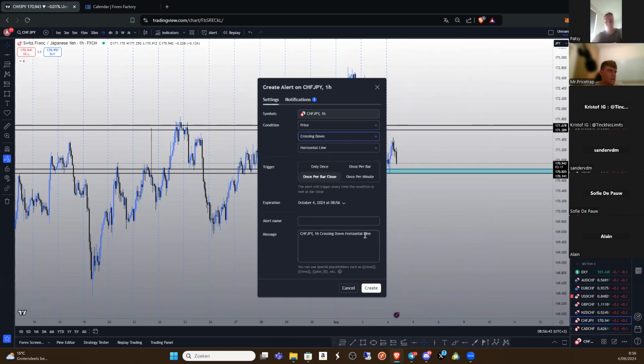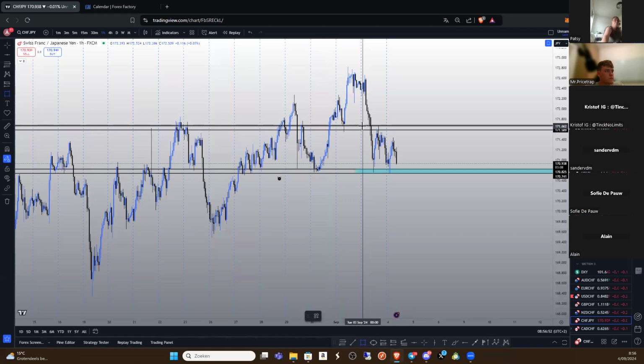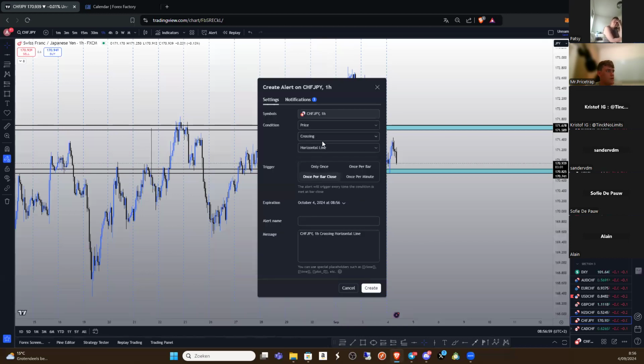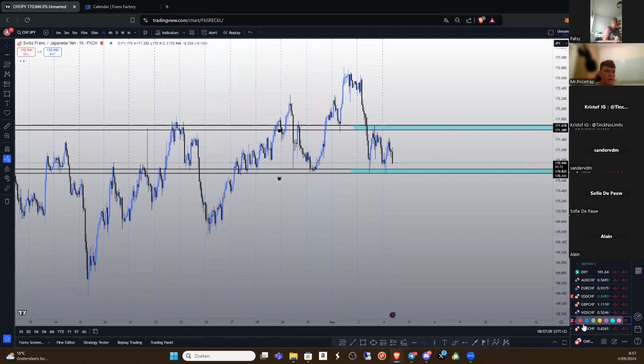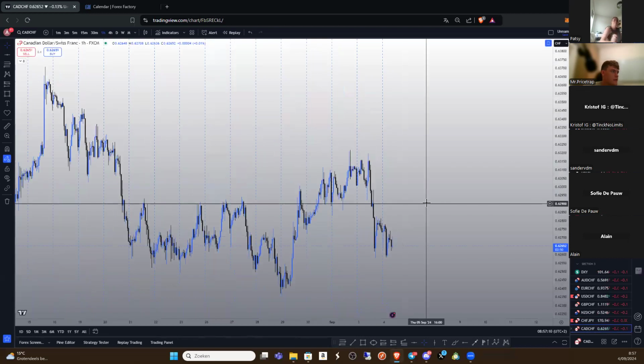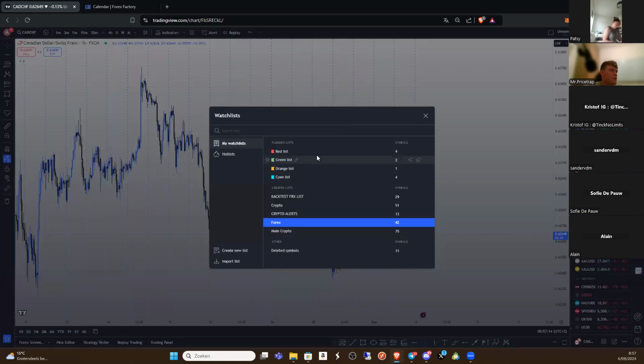Crossing down. Supports, there we go. And then of course, we do the same with the resistance. Break resistance. There we go. Then Canadian CHF, no, I'm gonna leave it with this. This will be it for today.